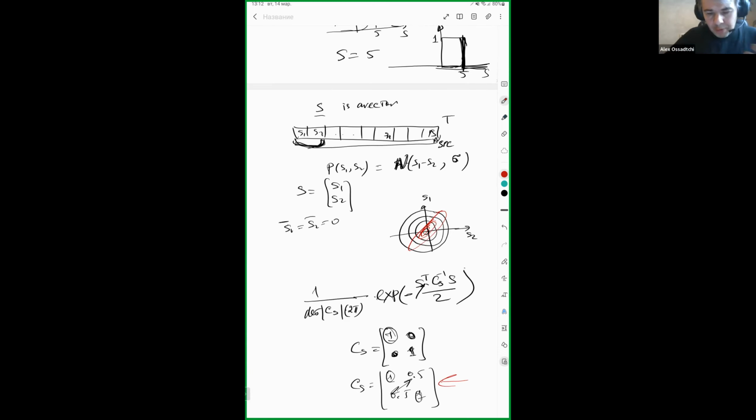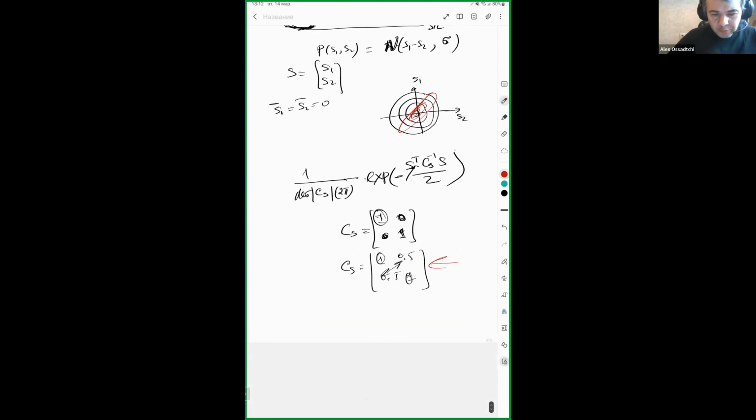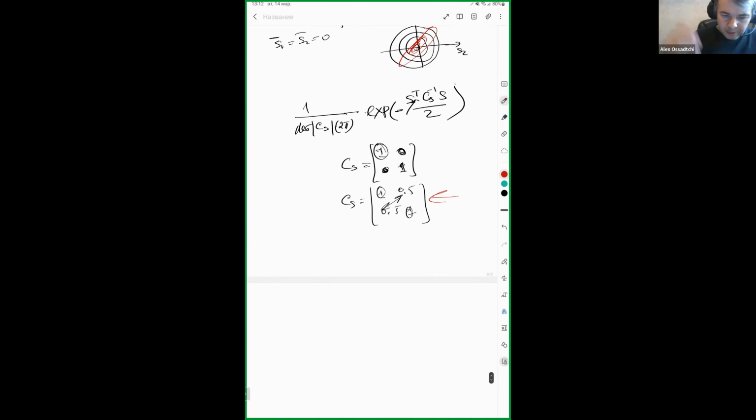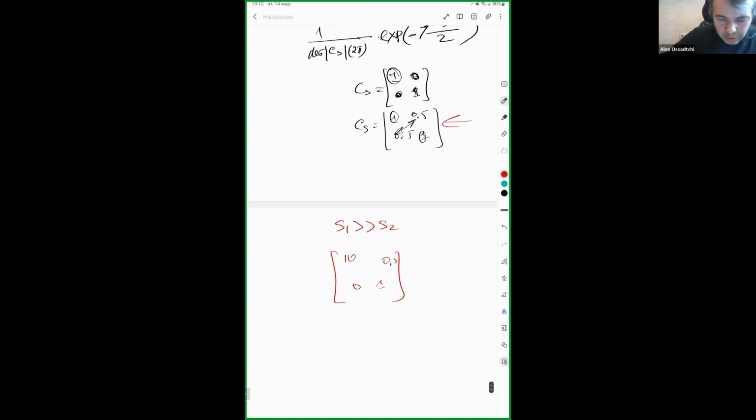So basically, by playing with the distribution, you can introduce quite a bit of information about S itself. For example, if you say that S1 is much greater in magnitude and variance than S2, then you can say that this one is 10, this one is 1, and they're not talking to each other. Or they may be talking to each other, but let's forget about it for now. This gives you a prior that this source is more active than this source.